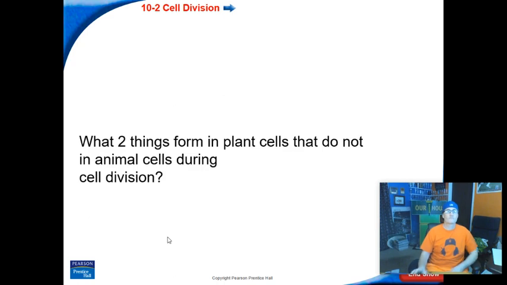All right, what two things form in plant cells that do not form in animal cells during cell division? What are those two structures that plant cells have that animal cells don't? I'll give you a clue, they form down the middle, creating a daughter cell here and a daughter cell here. So the cell plate first forms, and then the cell wall forms around the cell plate. Plant cells don't pinch because they have cellulose, which makes their cell walls rigid, so they can't pinch inwards. Animal cells do not have cellulose, so it's a lot easier for the cell membrane to pinch inwards.